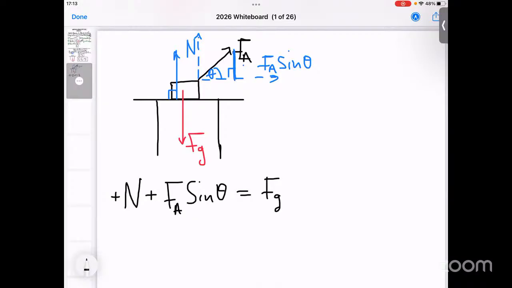How do I know they are balanced? It's because I mentioned that this object is not moving. It's not moving up, it's not moving to the right, it's not moving down, not moving left. It is just stationary there, even though we've got multiple forces.